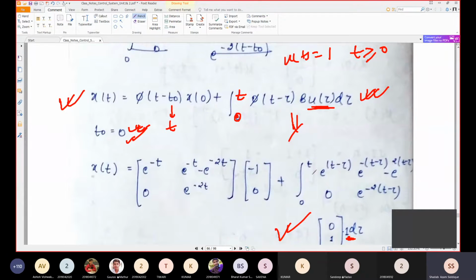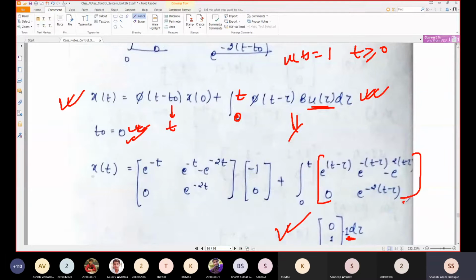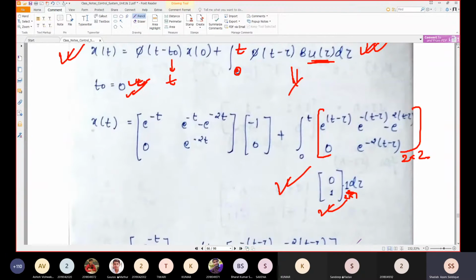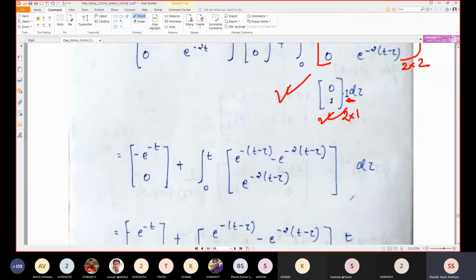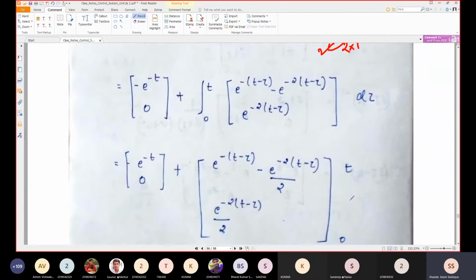So you simply multiply this matrix with this matrix. See, the dimension is matched. This is a 2 cross 2 matrix, and this is a 2 cross 1 matrix. So you will get a 2 cross 1 matrix. After multiplication, you get a 2 cross 1 matrix. After that, you can solve the integration of both the terms, and you can find the solution.